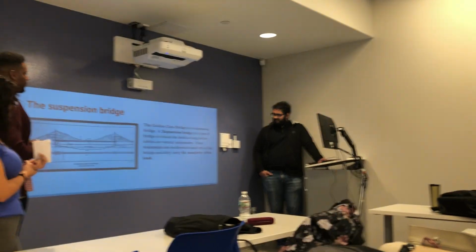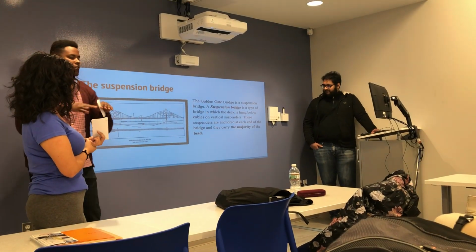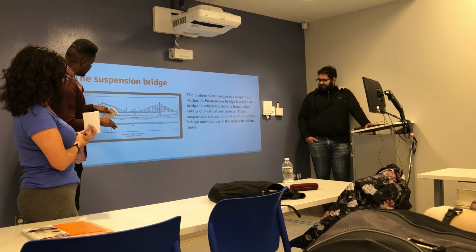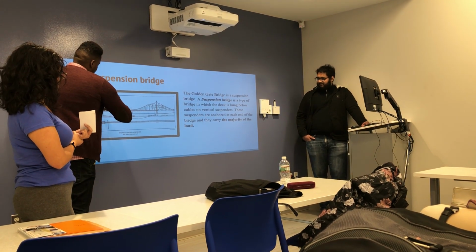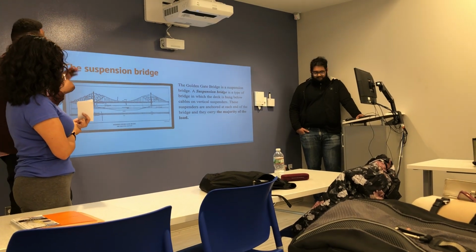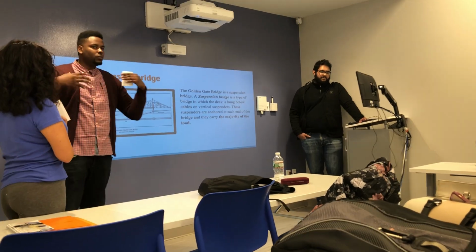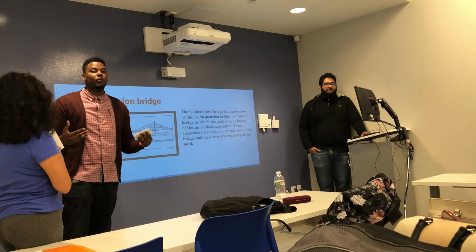Now, the Golden Gate Bridge is a suspension bridge. Now, a suspension bridge just basically means that the top part, the cable and stuff like that, suspends the bridge from the bottom. So basically the reason why civil engineers use this method is to make the bridge carry more load, right?